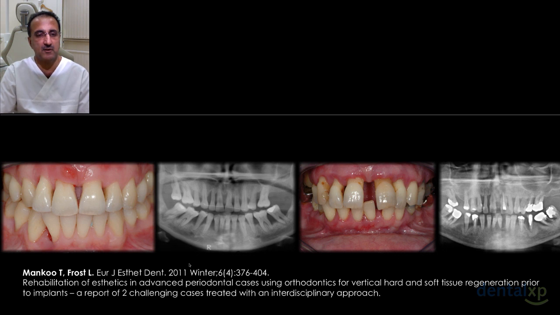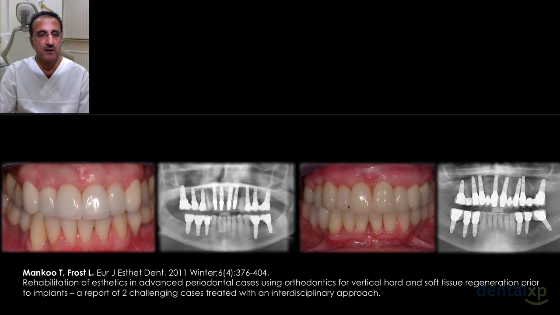And we can see that we take both these cases through to an outcome where we've really produced a very reasonable architecture and increased the volume of bone and soft tissue, which has been maintained over many years. So we have some good follow-up to demonstrate the efficacy of such a treatment.